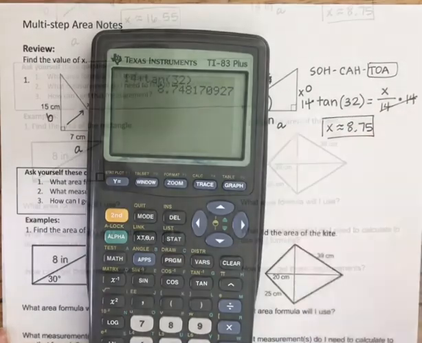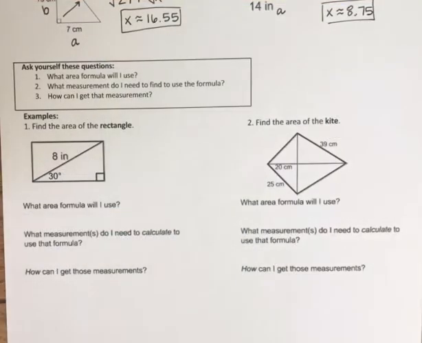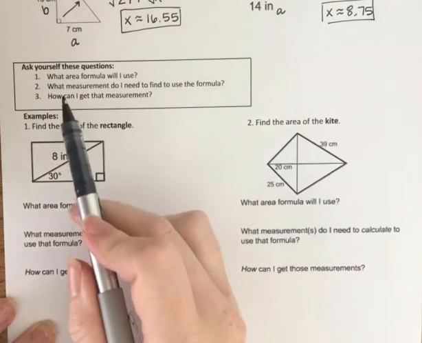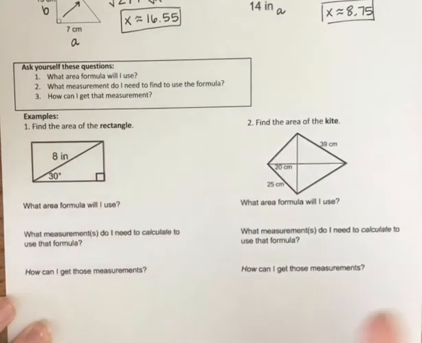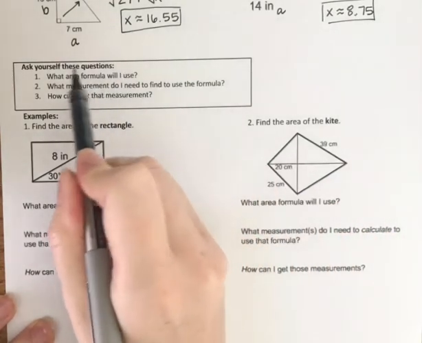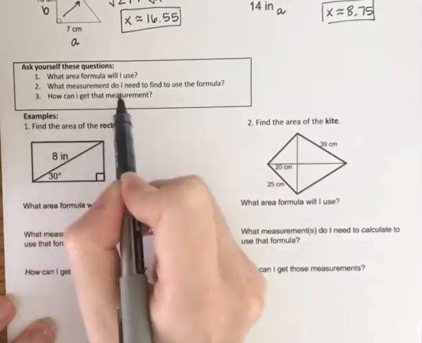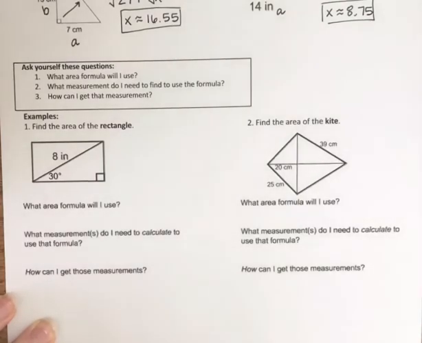for x. Okay, so that was a review of two of the concepts that you are going to need in order to solve these multi-step area questions. Okay, so for each problem, you're going to ask yourself these three questions. Number one, what area formula will I use? What area or what shape am I trying to find the area of? Number two, what measurements do I need to use the formula? So you might be missing one of the things that you need to plug into the formula. And then number three is, how am I going to get that measurement?